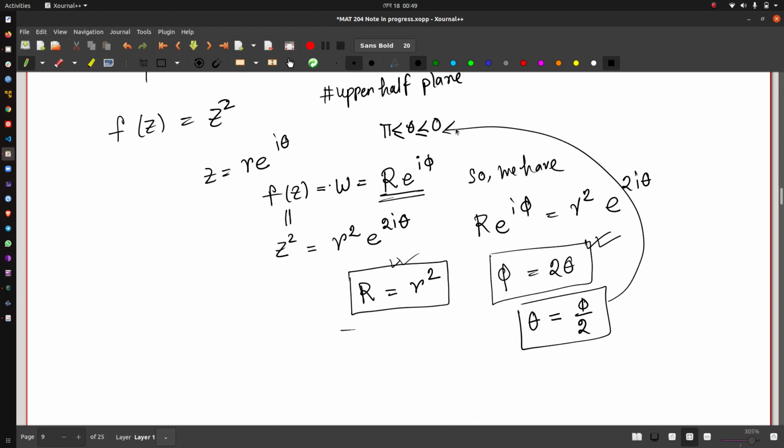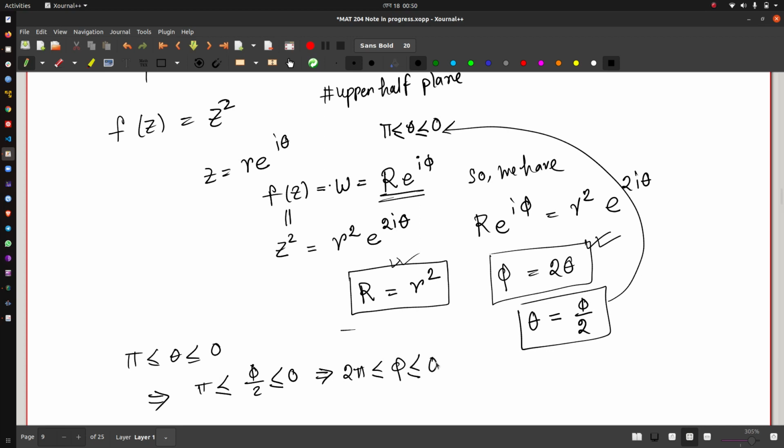What you get is that you write this pi theta 0, and instead of theta you put in this phi by 2, 0, and you can multiply this thing with 2. That's just a scaling. That should give you this thing, right? So what does this mean? It absolutely doesn't make any sense.